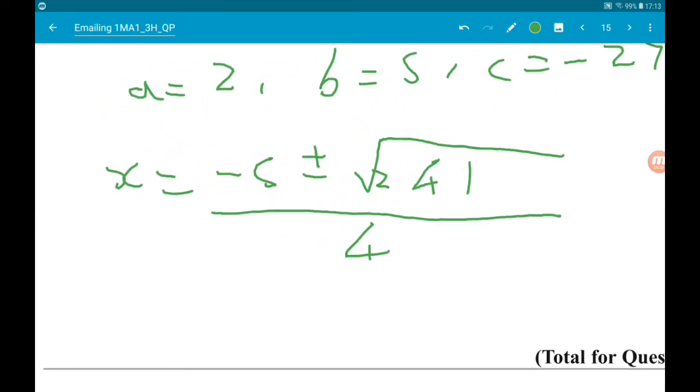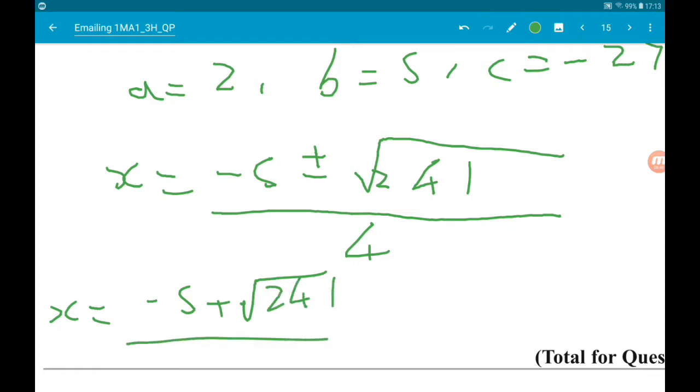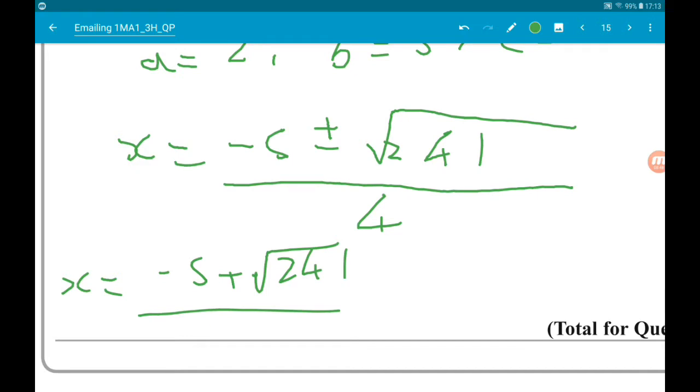So, x is minus 5 plus root 241, all over 4, and 236, that gives us 2.63. Cool.